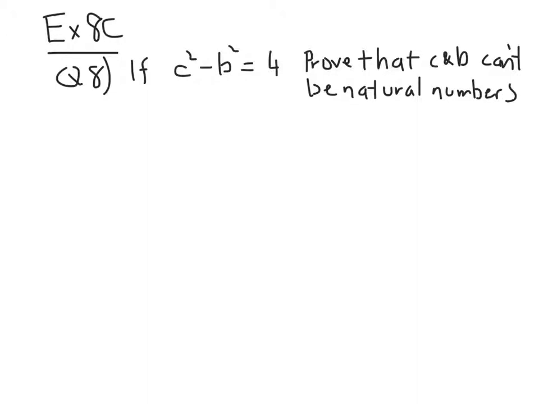in a video presentation. Now it says that if c squared minus b squared is equal to 4, prove that c and b can't be natural numbers.